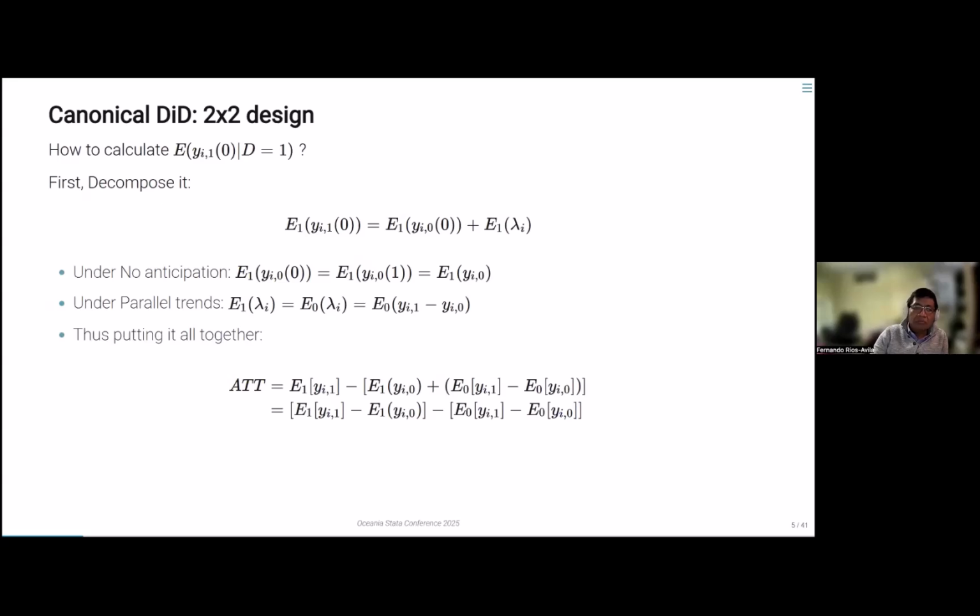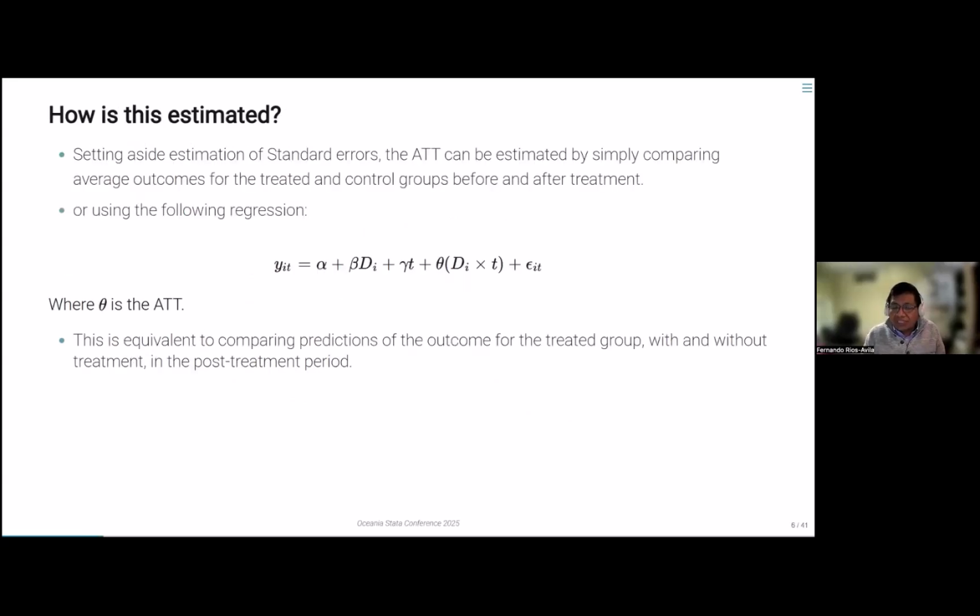But if you want to make a regression, and this is the regression that I was saying before, when I saw it the first time it seemed too simple to pay much attention to, you can estimate the same average treatment effect by just using a dummy that says if they are part of the control or the treated group, a dummy to indicate if they are in the pre or post period, and an interaction of those two, where this theta will represent the average treatment effect.